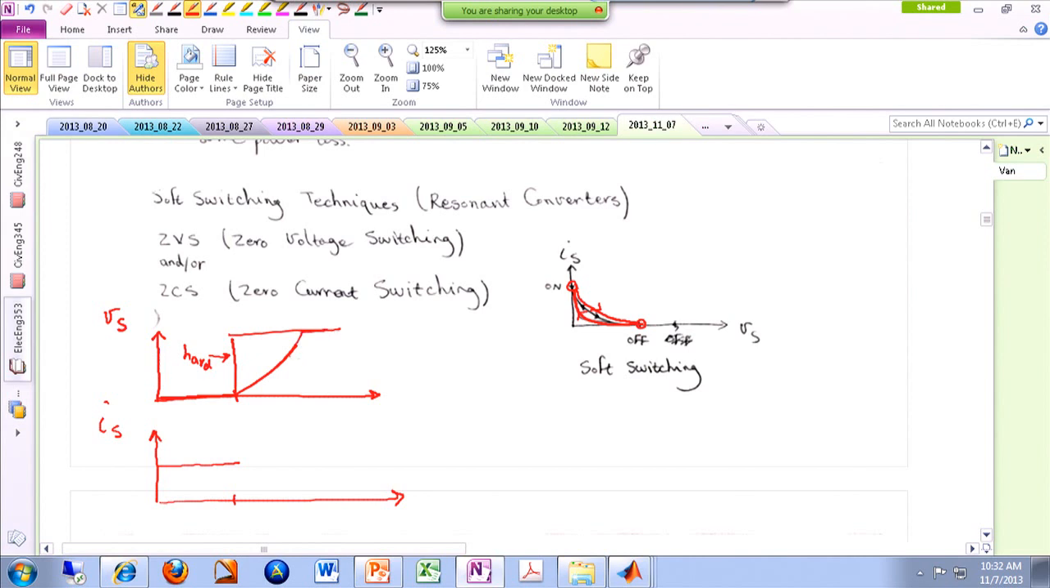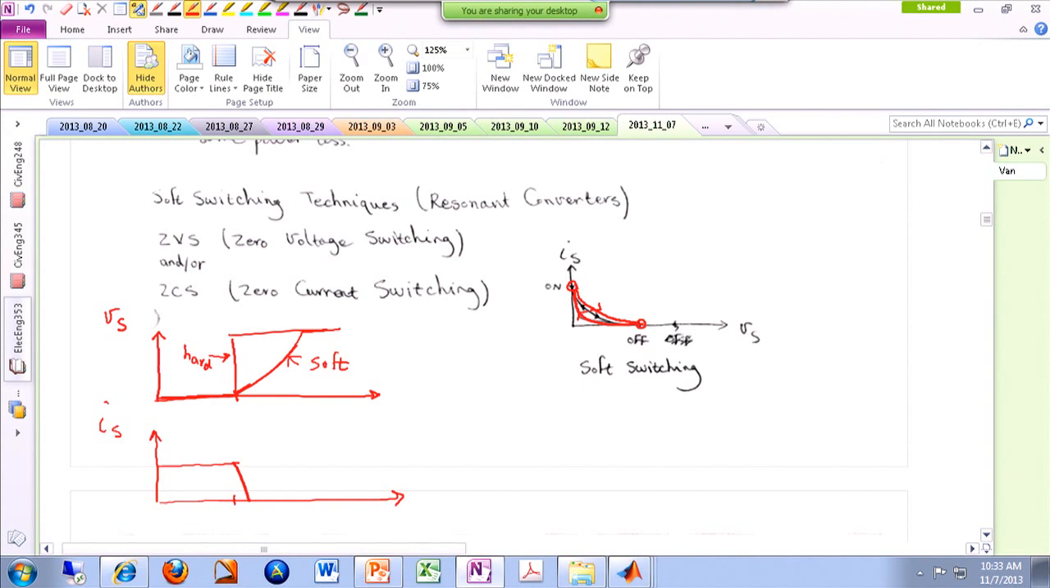This would be soft. So in this case, even though there is an overlap between these two, because this value is very small to begin with, when it's multiplied by something else, it gives you a small value, so you can argue that your switching losses are reduced.